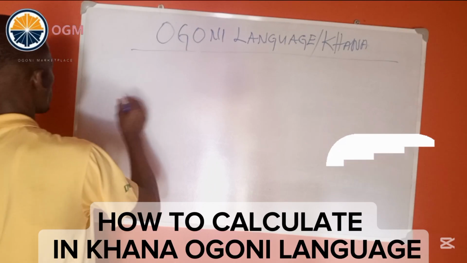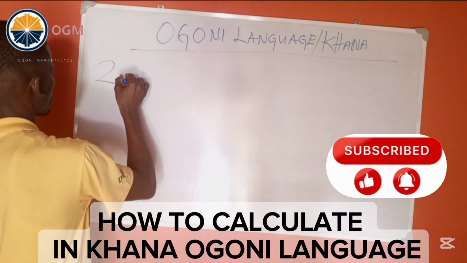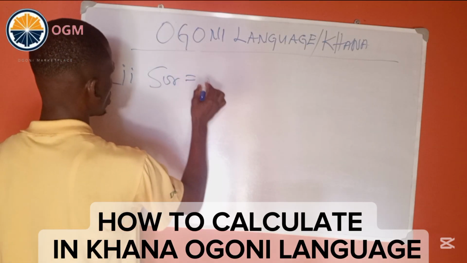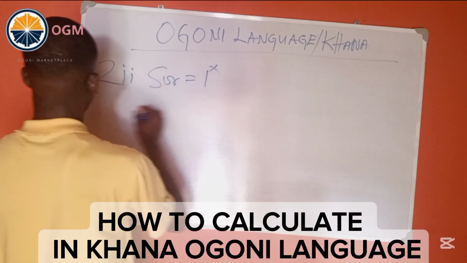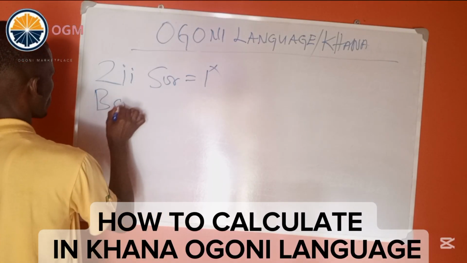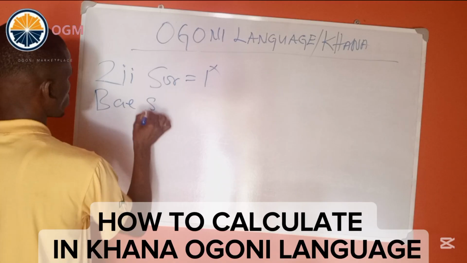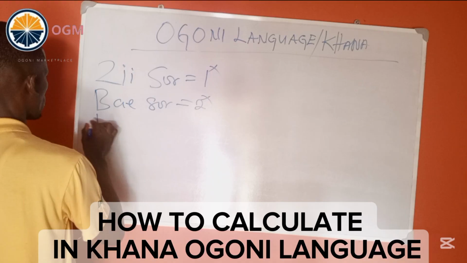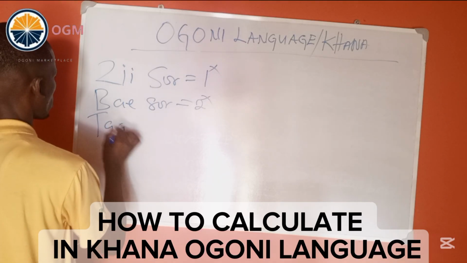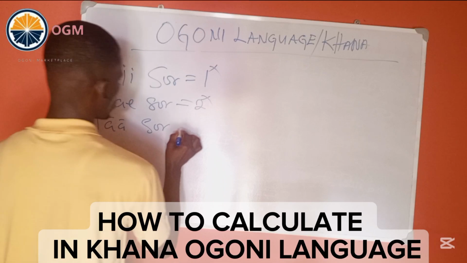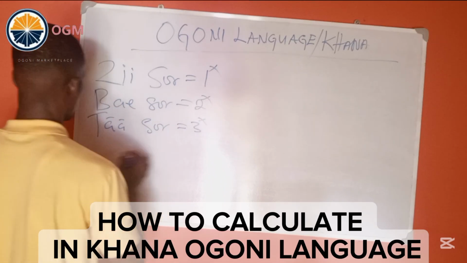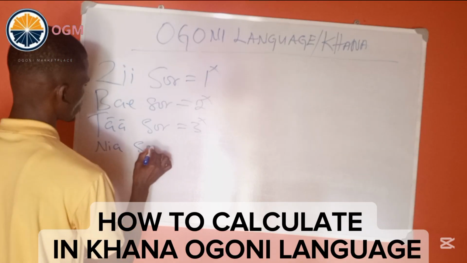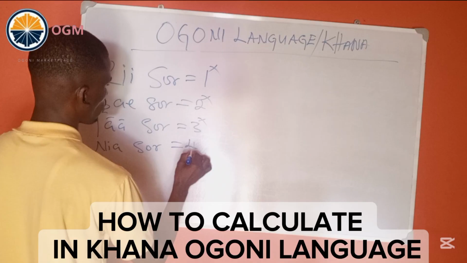So here, let's go. You have zinson, which is 1x. We have bason, which is 2x. We have bason, which is 3x. We have niason, which is 4x.